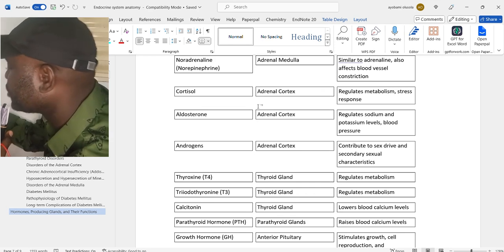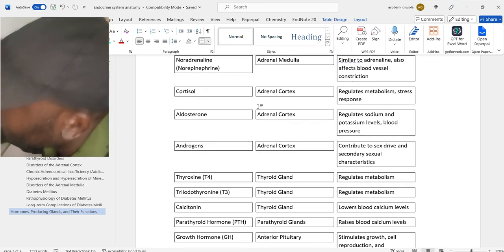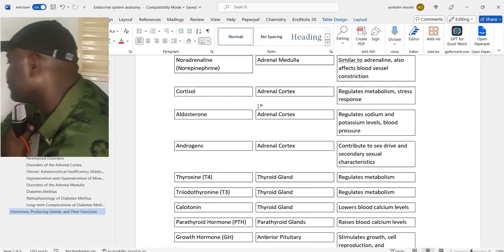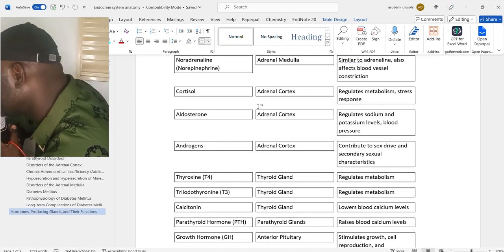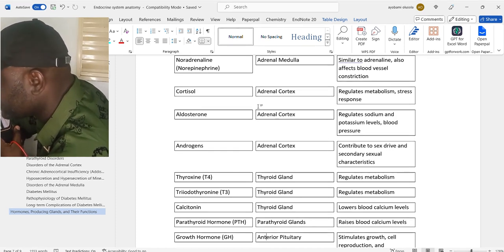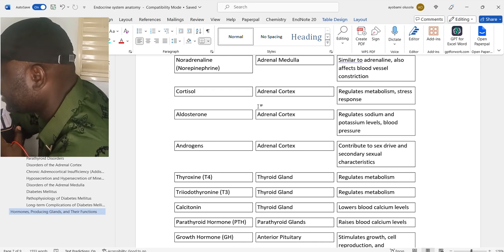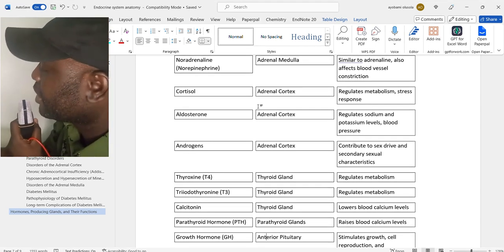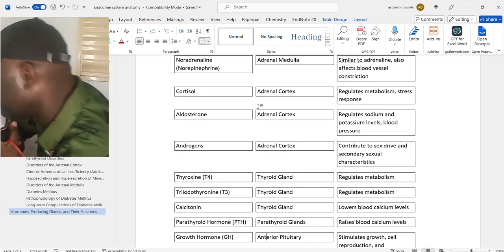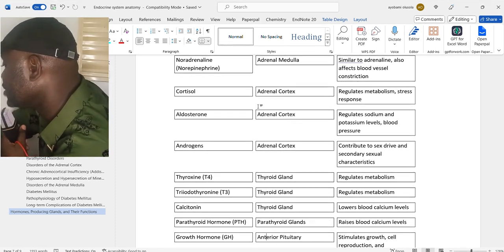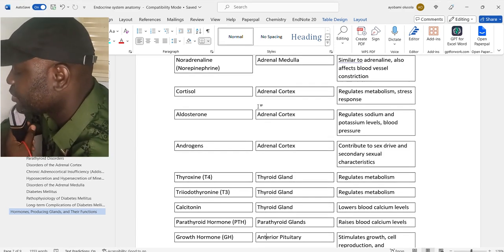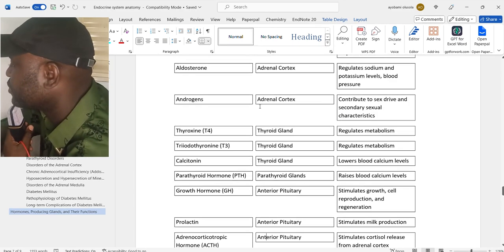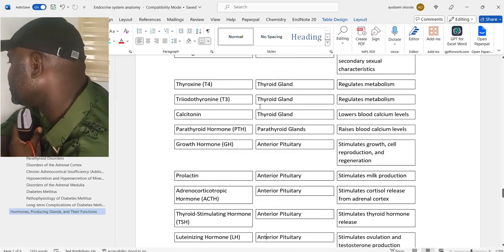T4 and T3 are produced by the thyroid gland, and they regulate metabolism. Calcitonin is produced by the thyroid gland, and it reduces blood calcium levels. Parathyroid hormone is produced by the parathyroid gland. It raises blood calcium levels. Growth hormone is produced by the anterior pituitary, and it stimulates growth, cell production, and regeneration. Prolactin is for breast milk, and is produced by the anterior pituitary.